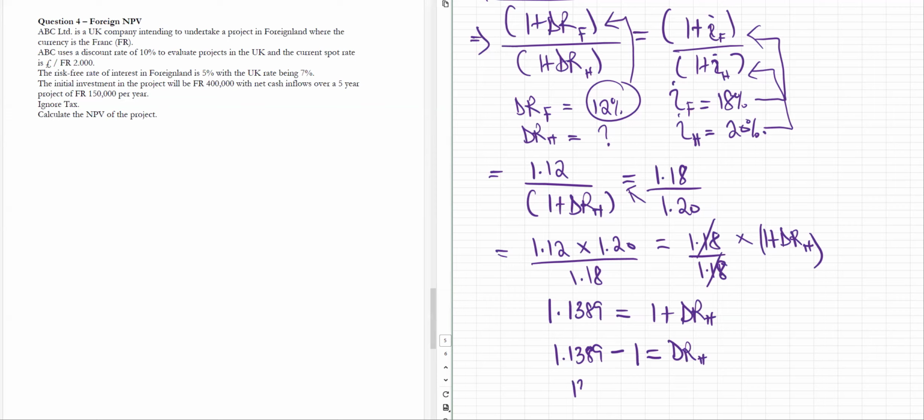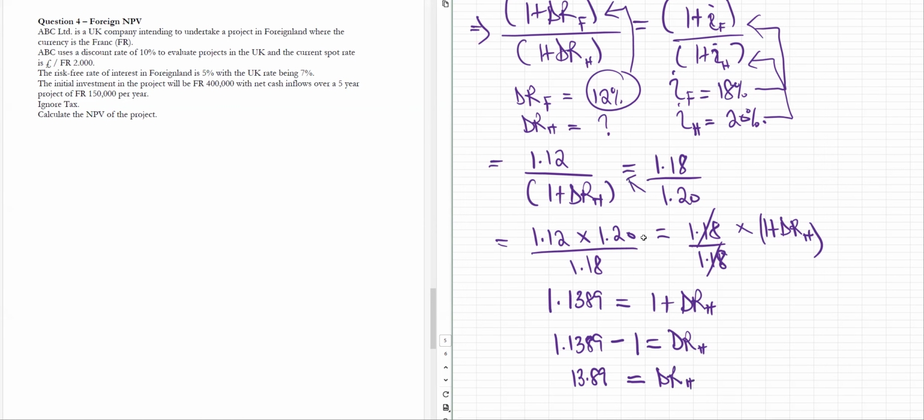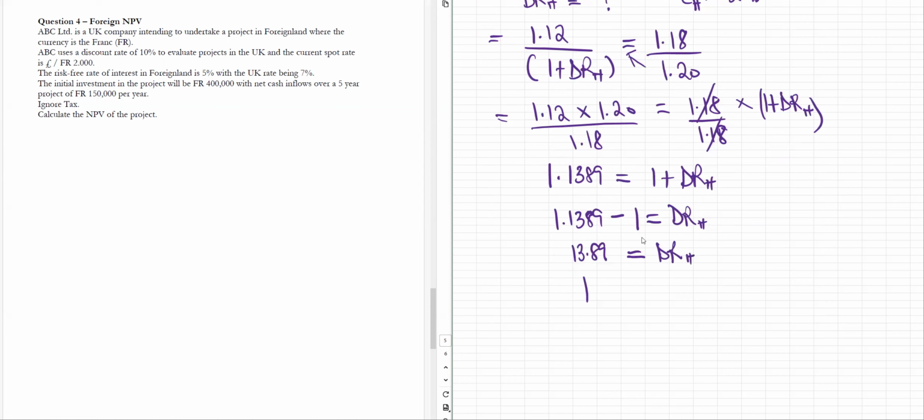So it means that 13.89 is giving us our discount rate in the home currency. Approximately, our discount rate in the home currency should be roughly 14%. So 14% is what you use to discount. I get it. We use it to discount our home cash flows.